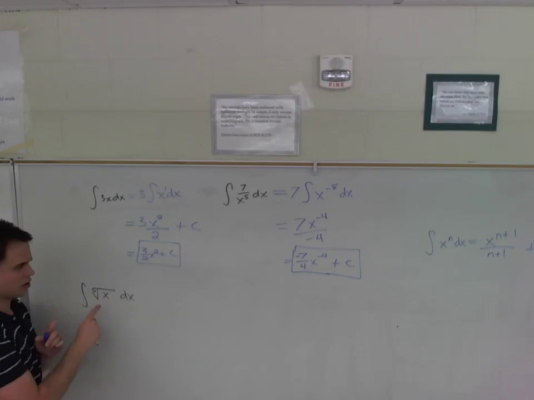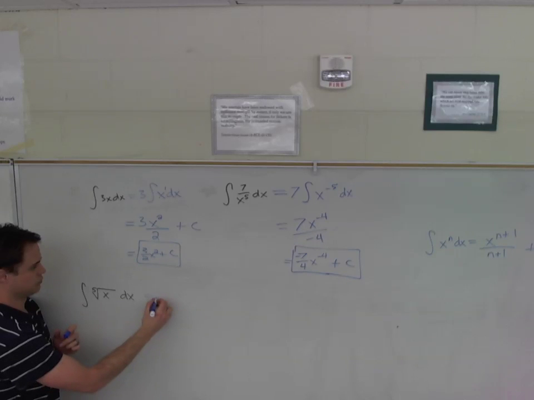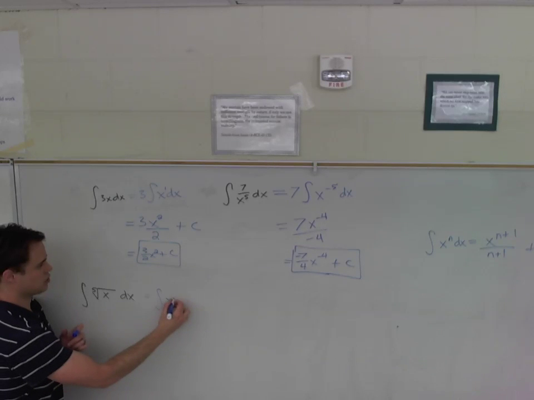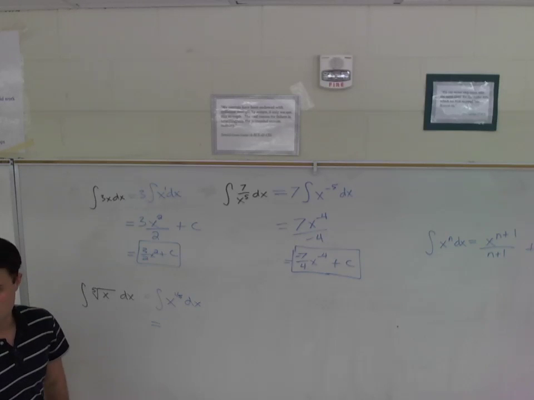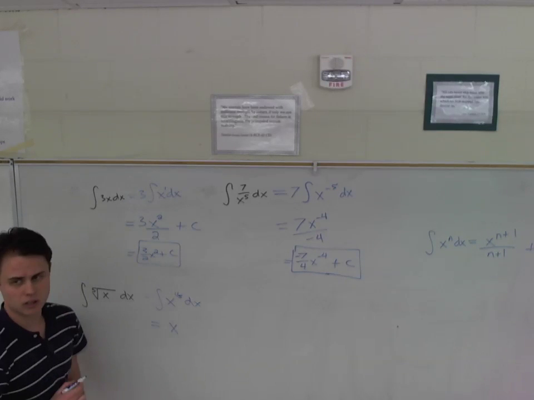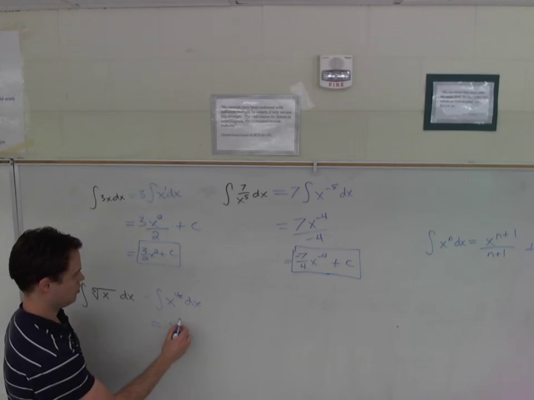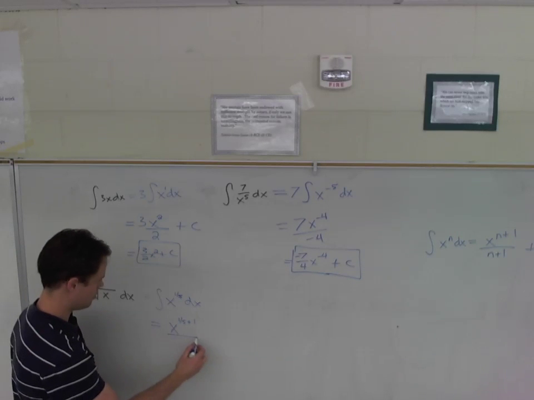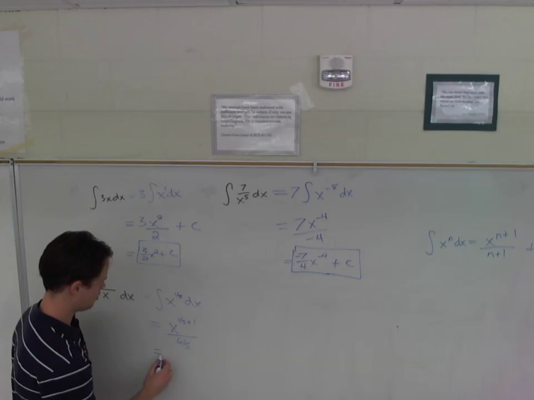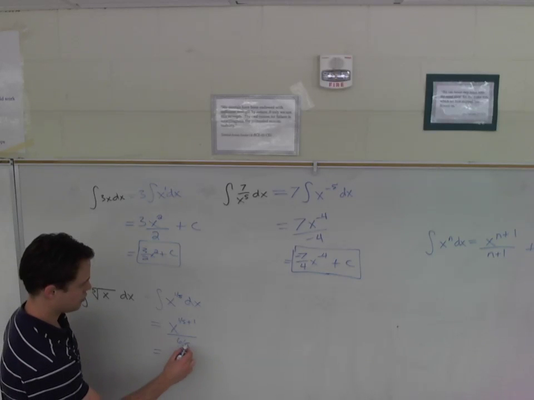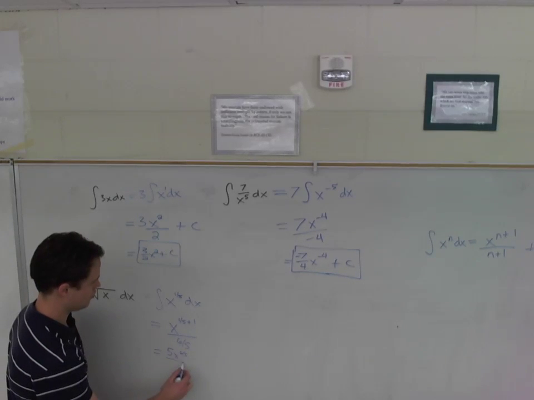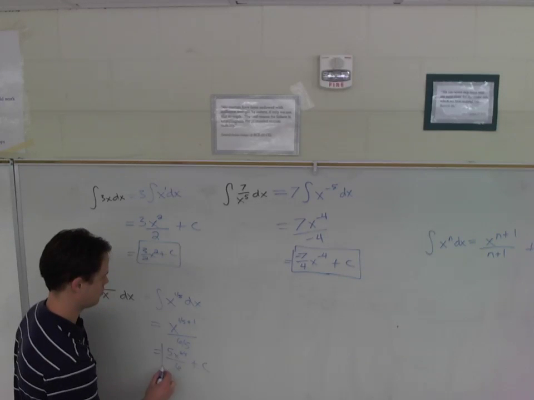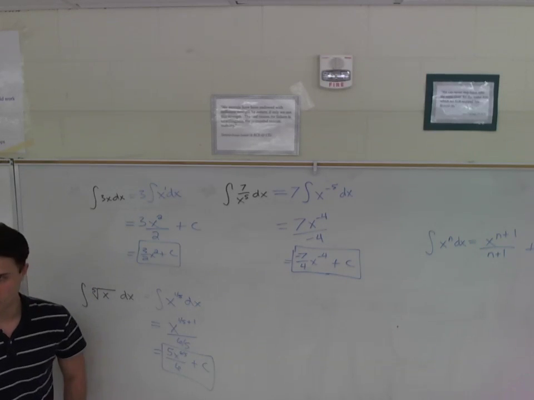Okay, this one. How should I do it? I should say the integral of x to the 1/5 first. And then that's going to be x to the 1/5 plus 1, which is 6/5. So this is going to end up being, flip that fraction, 5x to the 6/5 over 6 plus c. Clear?